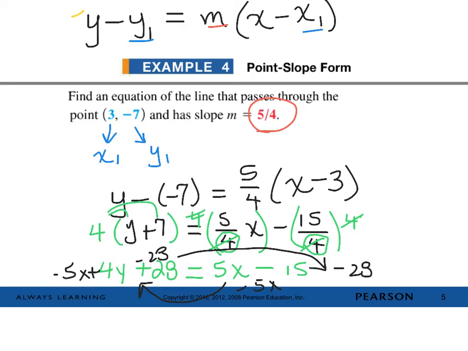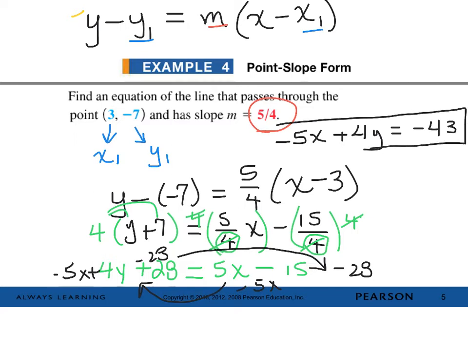And that equation is negative 5x plus 4y is equal to negative 15 minus 28 is negative 43. And in standard form, that's the equation of that line.